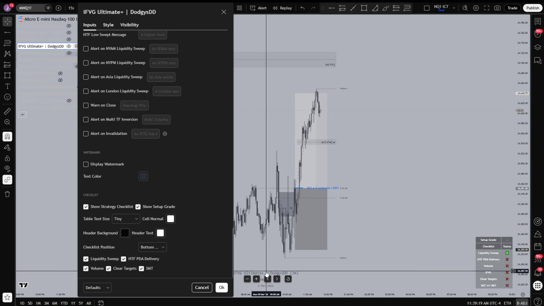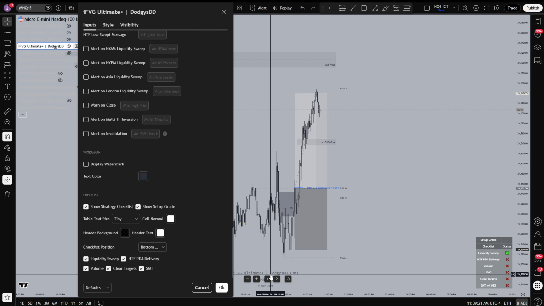Display the watermark. It's this watermark right here in the middle of the screen. I personally turn it off, right? I just want my charts to be as clean as possible.